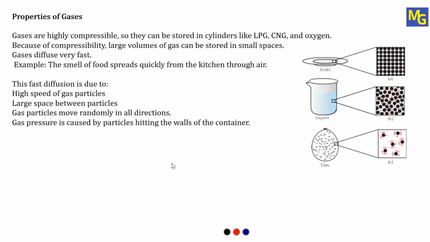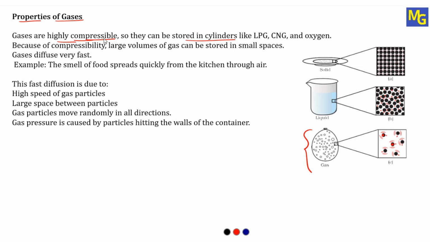Now the same property, whatever I had explained, we are going to see with the help of NCERT book diagrams. So see here, properties of gases. Gases are highly compressible, so they can be stored in cylinders. You can see this is the diagram for gases. This black are the particles and in between these particles they have much space. And that's why gases can be easily compressed or are highly compressible.